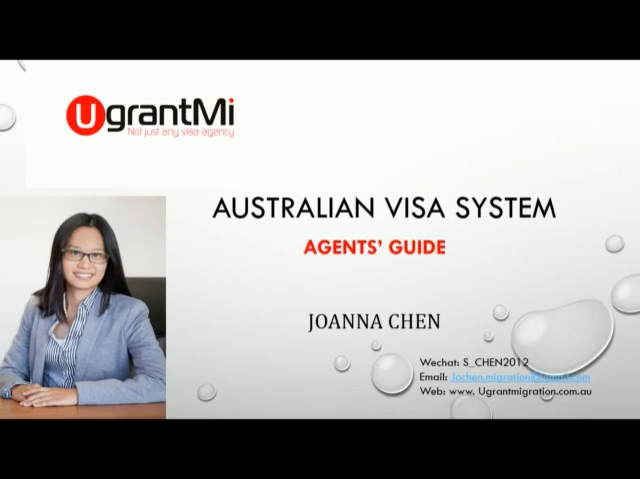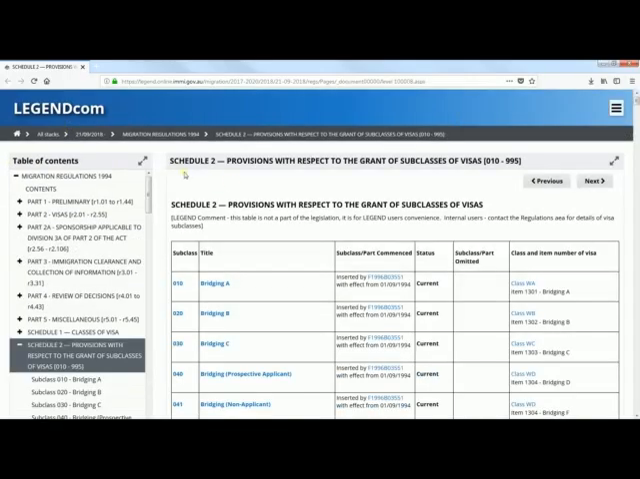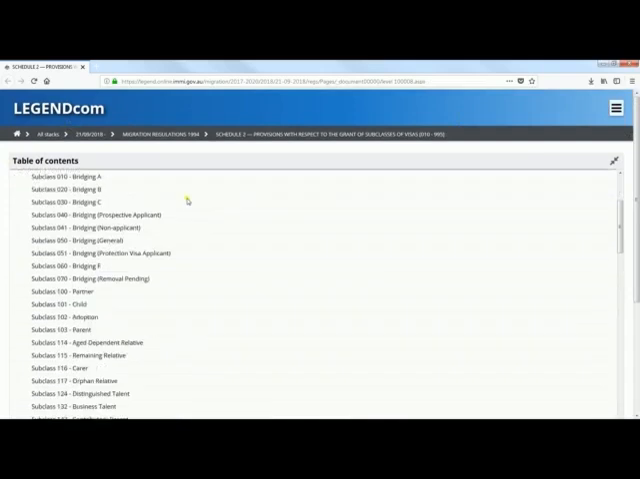The Australian visa system is different to the UK visa system. We have numbers, we have subclasses. The UK system is tier 1, tier 2, tier 3, tier 5, different tiers, and within that tier, they have different sub visas. So let me show you, from the government website, about visas.